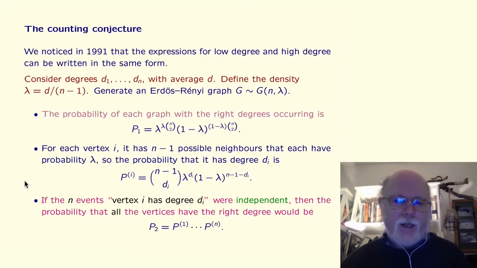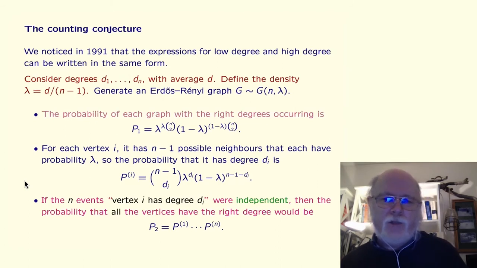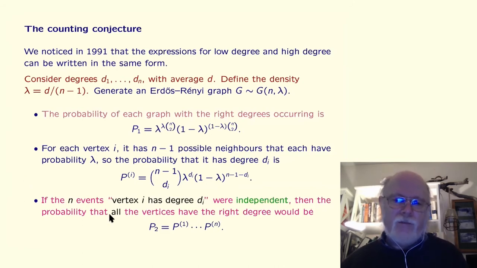Now we make a mistake and imagine that these events are independent. So we've got n different events, which are that vertex i has degree di, and we pretend that they're independent, so that we can get the probability of all of those events at the same time by multiplying together the probabilities. Of course, this is not correct, because these events are not independent. They're not independent because the edge joining two vertices makes a positive correlation between the degrees of those two vertices. But it's only a small positive correlation. You might guess that this is approximately a correct value.